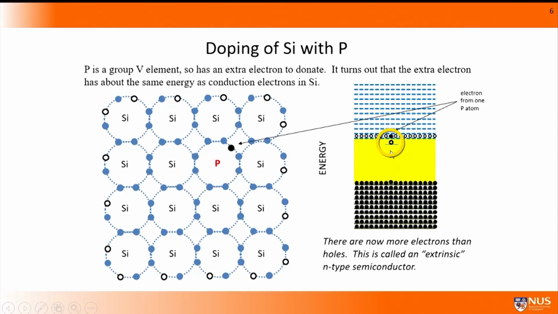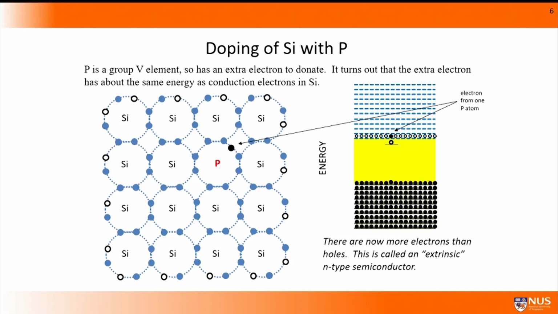So for every phosphorus atom added to a silicon lattice, we end up adding 1 electron to the conduction band of silicon. The valence band is not affected because the hole is a bound state within the phosphorus atom itself, not in the silicon crystal structure.